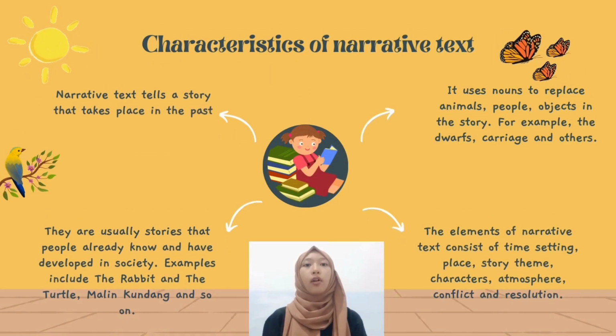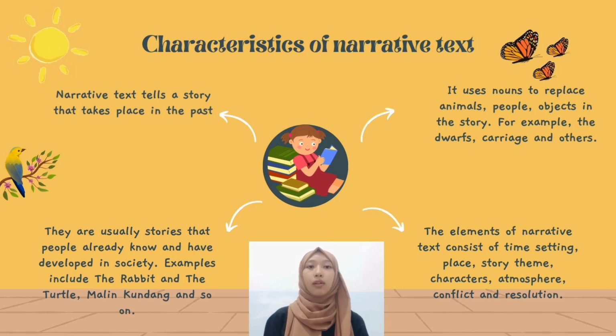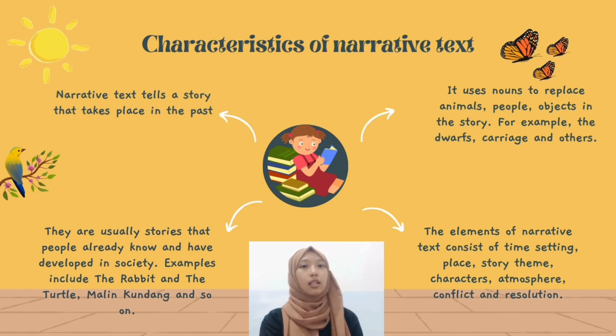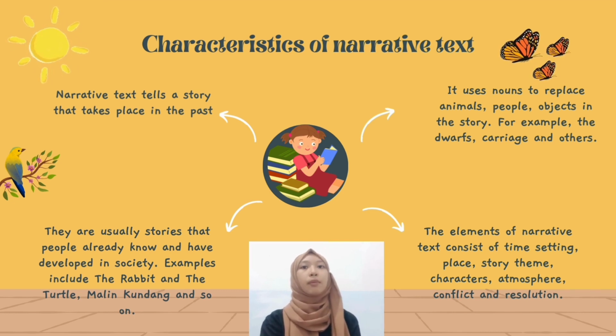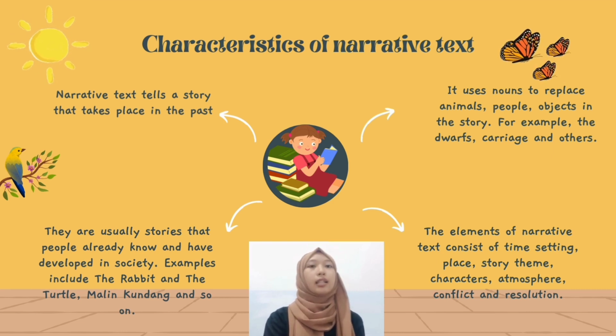Every text has its own characteristics. So now let's discuss the characteristics of narrative text. Narrative text tells a story that takes place in the past, and it uses nouns to replace animals, people, or objects in the story. They are usually stories that people already know and that have developed in society. Examples include Malin Kundang and the rabbit and turtle. And the last is the elements of narrative text, which consist of time setting, place, story theme, character, atmosphere, conflict, and resolution.